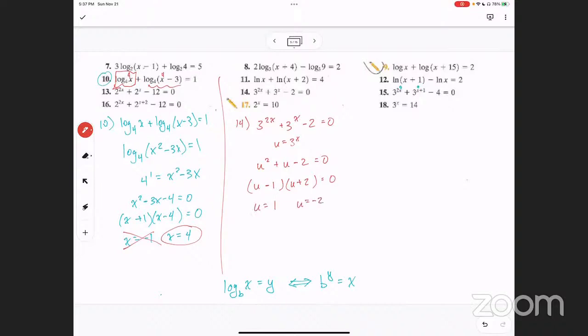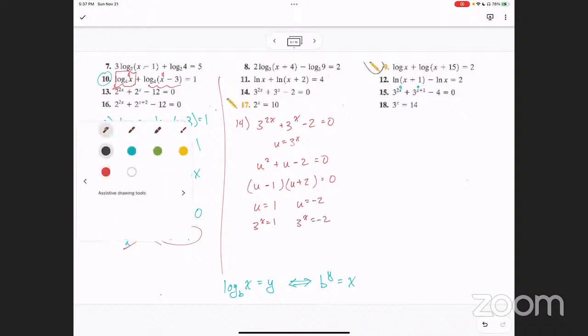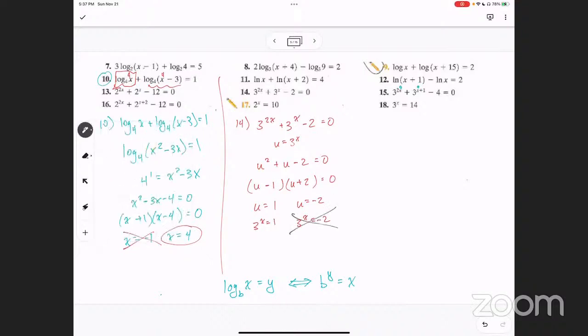Which means 3 to the x equals 1 and 3 to the x equals negative 2. And then u equals negative 2 is extraneous. So the answer is 3 to the power of x equals 1, which means x equals 0. Good. Perfect. And you can plug it in and check, and you'll see that you did it right. All right, I'll do 9.